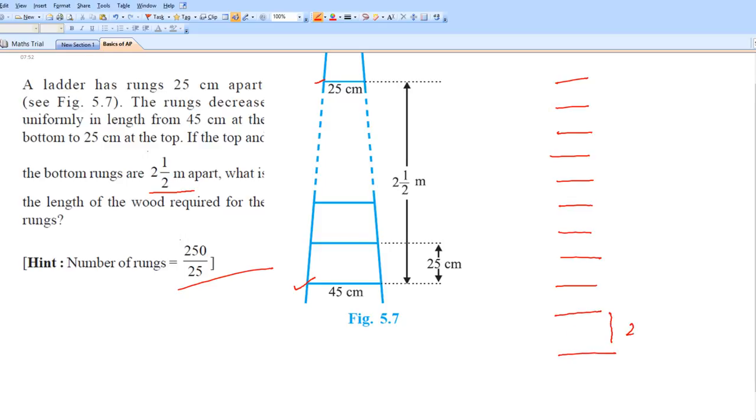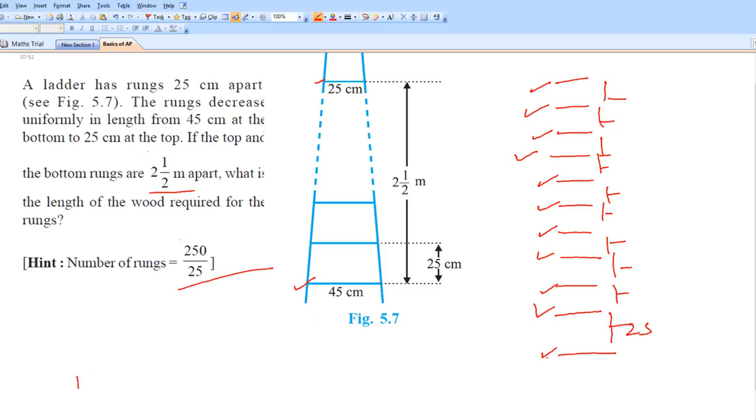And I have 25 centimeter distances here each time. So when you count, the distances have been counted 10 times: 1, 2, 3, 4, 5, 6, 7, 8, 9, 10. But there are 11 rungs: 1, 2, 3, 4, 5, 6, 7, 8, 9, 10, 11.